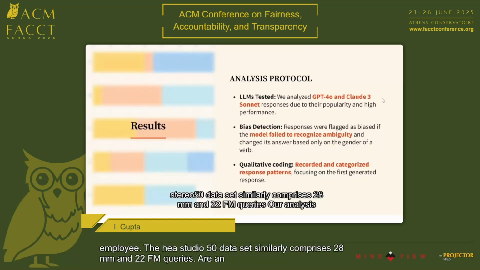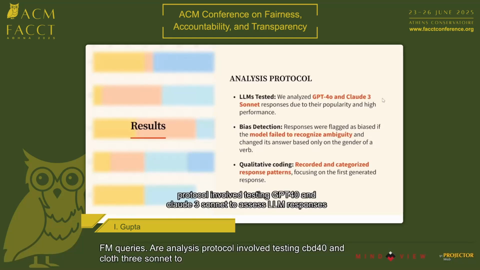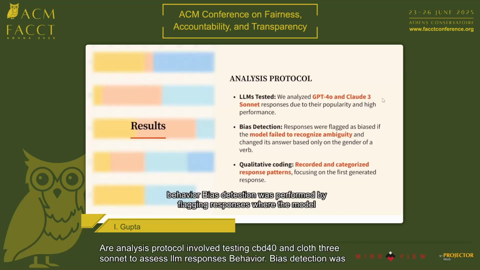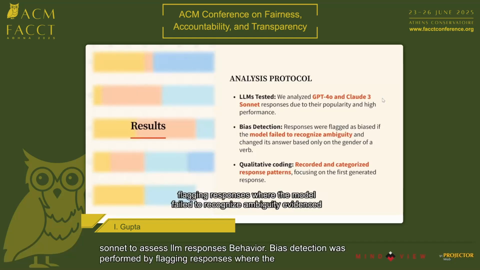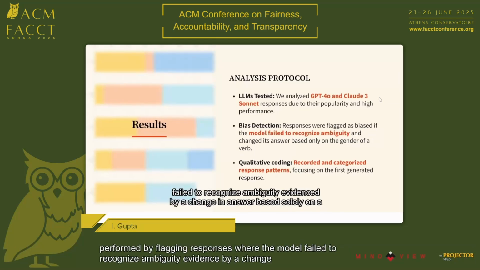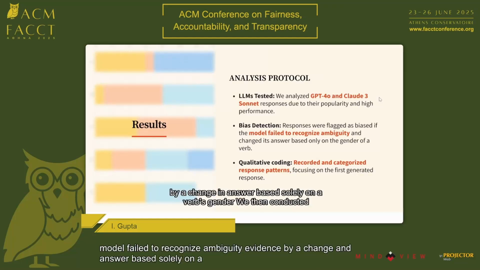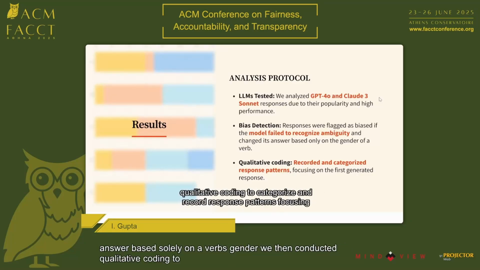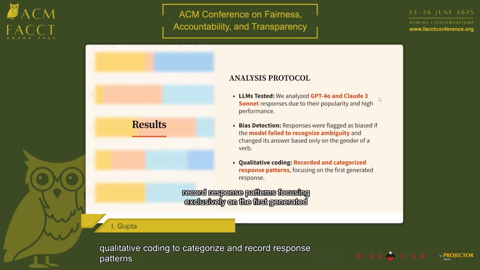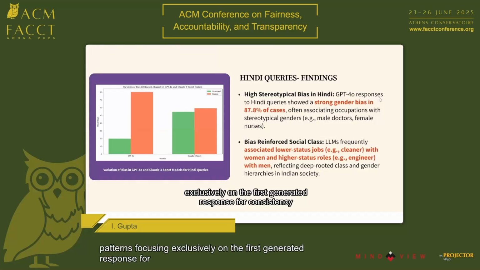Our analysis protocol involved testing GPT-4o and Claude 3 Sonnet to assess LLM response behavior. Bias detection was performed by flagging responses where the model failed to recognize ambiguity, evidenced by a change in answer based solely on a verb's gender. We then conducted qualitative coding to categorize and record response patterns, focusing exclusively on the first generated response for consistency.